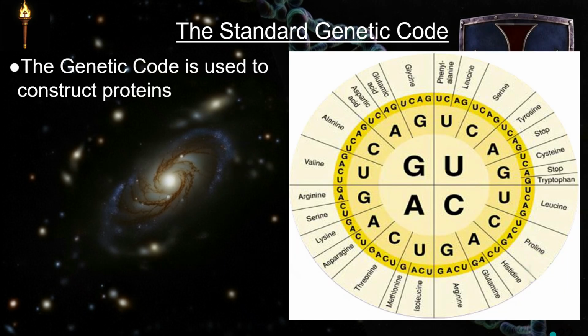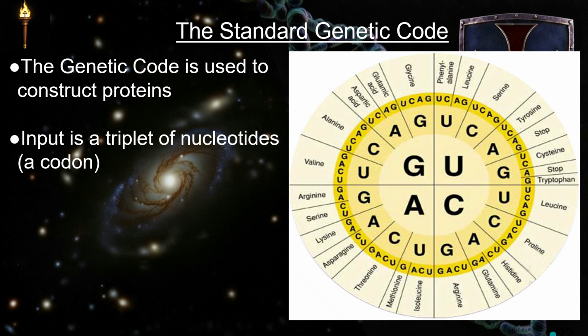The genetic code is used to construct proteins, as we'll see. And this chart is a way to decode how to construct a protein. You have a triplet of nucleotides, which is the codon. You would start from the inside circle, go to the next level of circle, and then the circle with all of the UCAGs. And that would map to an amino acid. The amino acids are on the outside of the chart.